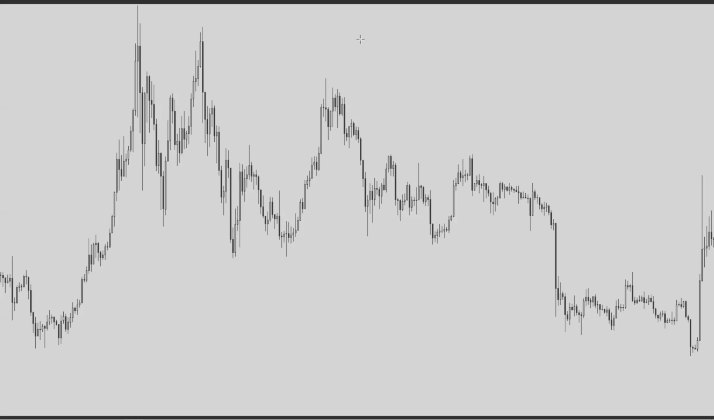Now, I should note that there is a difference between that kind of behavior and what I'd call impulsive price action, which actually looks a little bit more like this.